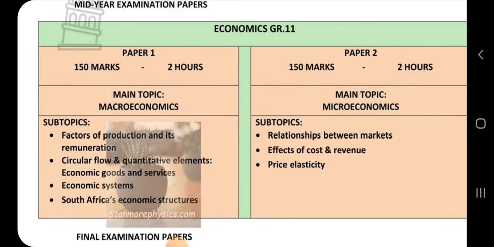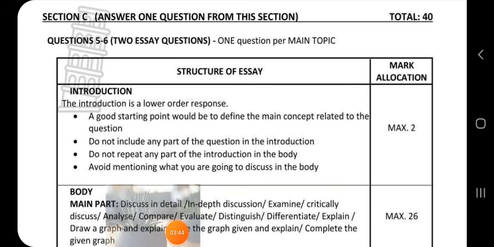But yeah, let's see the structure of an essay. So yeah, the essay is always in section C. So you'll be given 2 essay questions, you will only have to answer 1. It's always question 5 and question 6.